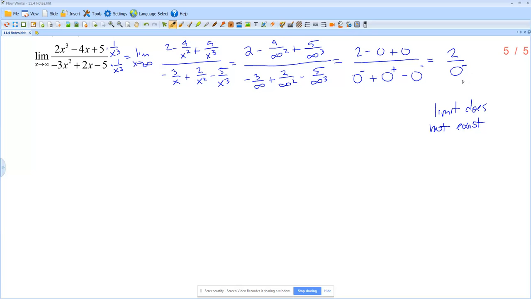I'm sorry, not a vertical asymptote. I'm thinking regular limits, not limits to infinity. This doesn't have a vertical asymptote, but its end behavior, this is telling me that it's going towards negative infinity. So the limit doesn't exist.